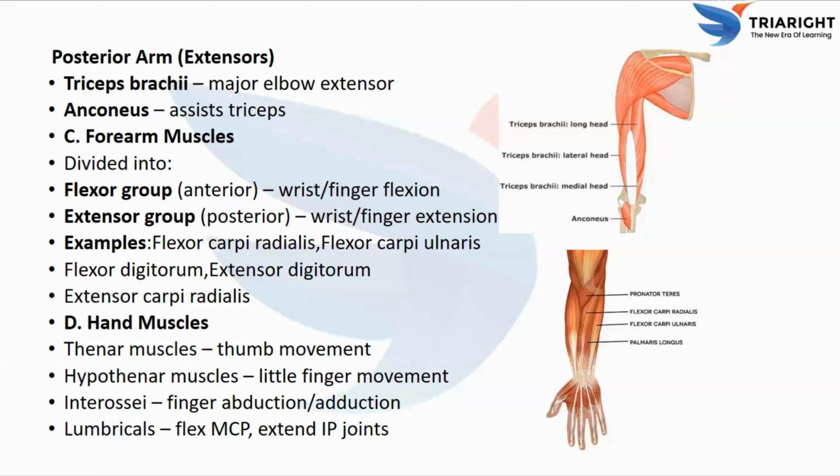For example, the flexor carpi radialis flexes the wrist and also abducts the wrist, and the flexor carpi ulnaris flexes the wrist and also adducts the wrist.